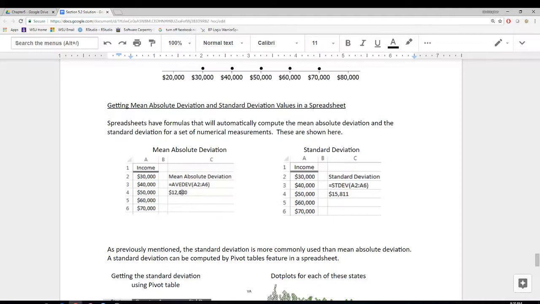In the last section, I showed you how to name a range of data in a spreadsheet. You can do that here. If I were to name the range, let's say name this range incomes, then I could just use equal AVEDEV and then put incomes in here, and I wouldn't have to worry about highlighting the different cells.